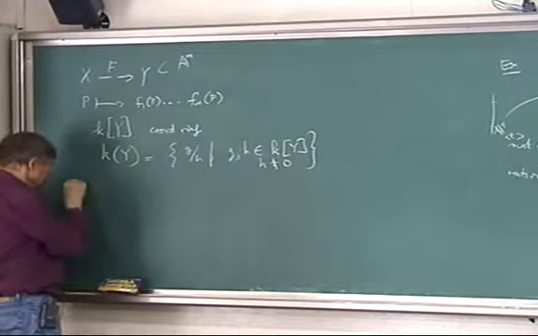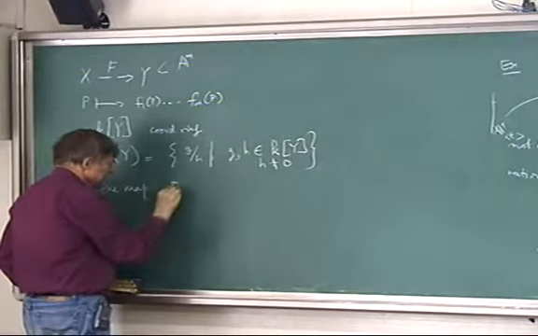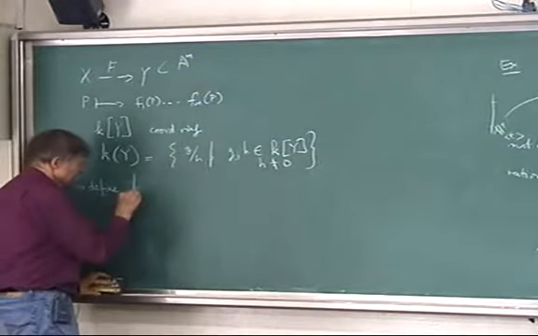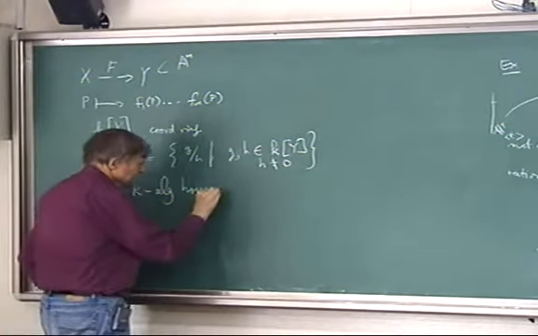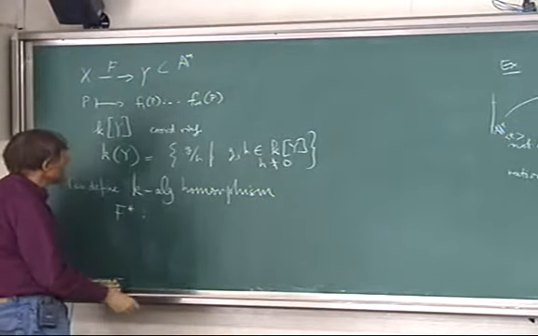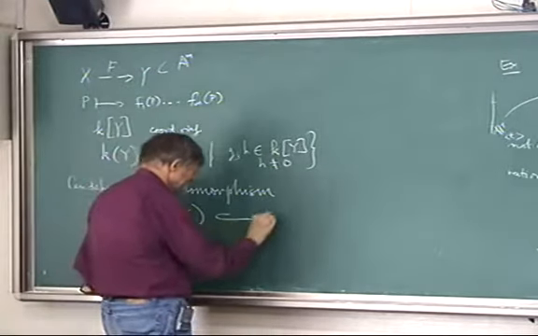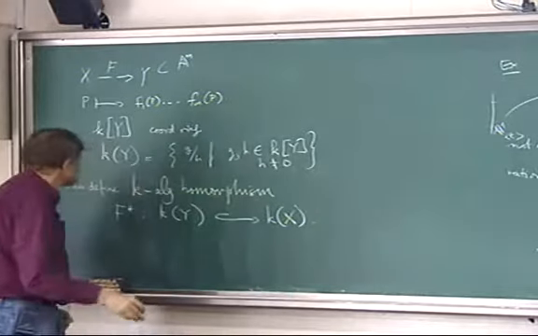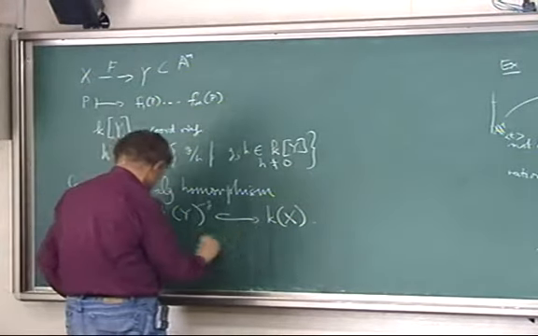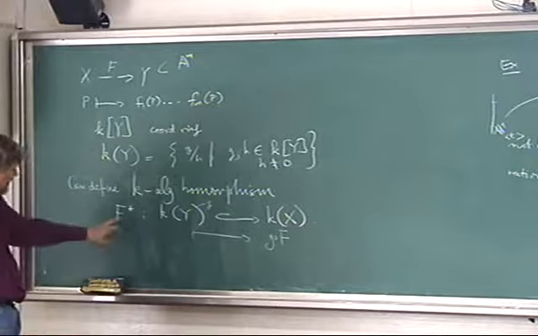So I'm going to say that we can define a map F upper star, a K-algebra homomorphism, F upper star from k(y) into k(x). In other words, if I've got some element g here, then it gets mapped to g composed with F. So that's what F upper star always meant.